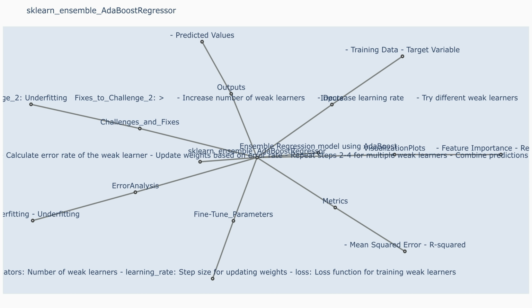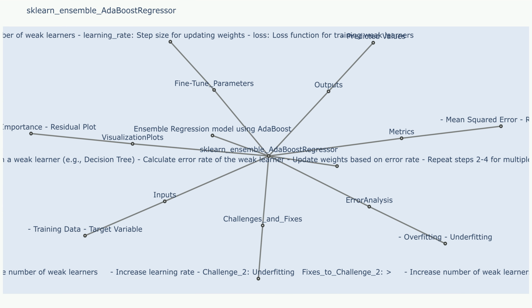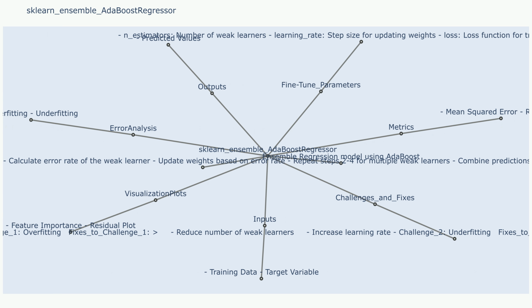sklearn.ensemble.AdaBoostRegressor. Description: AdaBoostRegressor is a powerful ensemble learning algorithm for regression tasks. It combines multiple weak learners, typically decision trees, to create a strong learner that can achieve high accuracy. The algorithm works by assigning weights to each training instance. Instances that are misclassified by previous weak learners get higher weights, thus forcing subsequent learners to focus on them. This process iteratively improves the model's performance by focusing on difficult-to-classify instances.